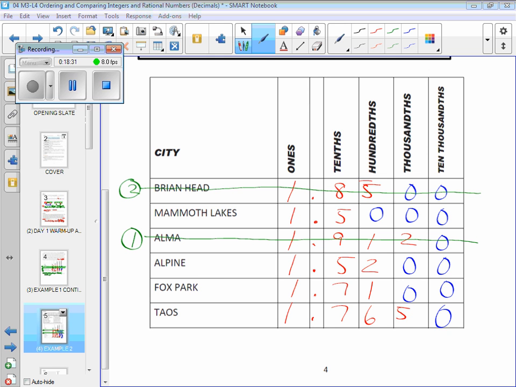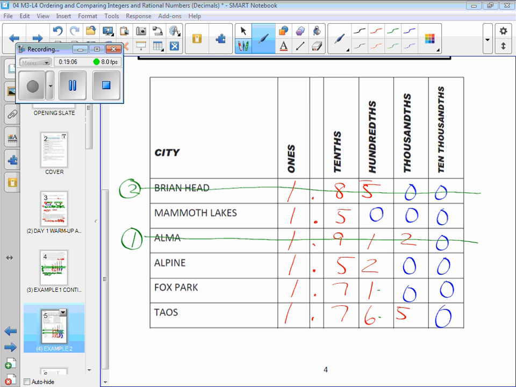5, 5, 7, 7. Because you have a 2-way tie with 7, we still have to consider them in our decisions, both Fox Park and Taos. But we still don't know number 3 yet, so what do I got to do? Geneve. I now need to go over one more place value into my hundredths and make my decision for number 3 based on just these 2 numbers right here.